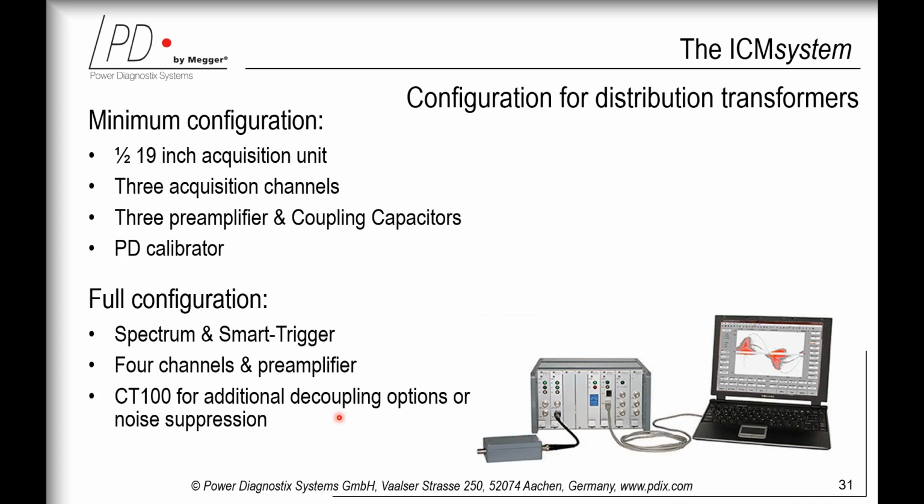One important remark: if you plan to do acoustic measurements with acoustic fault location with the ICMsystem, you have to go for 4 acquisition channels to perform the triangulation. You will need 1 channel for the electrical trigger channel and 3 acquisition channels for receiving the acoustic signals.